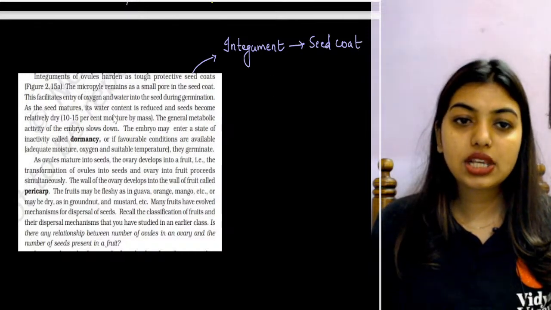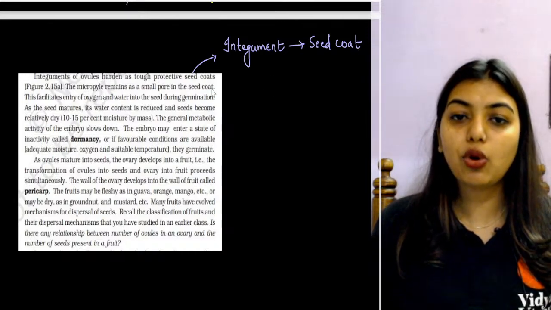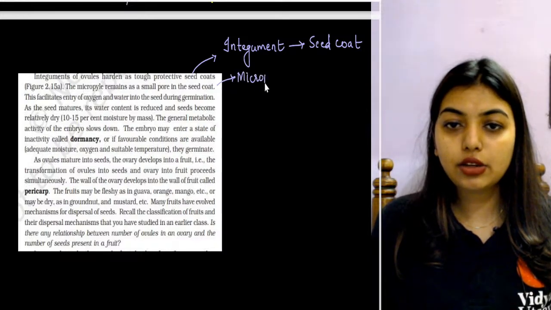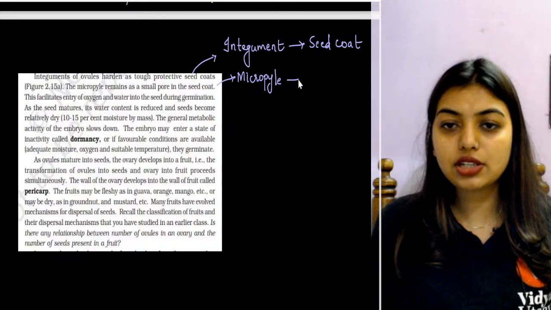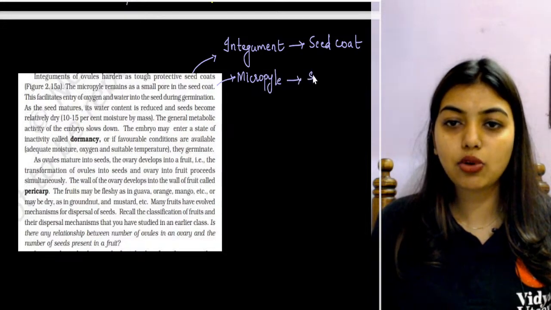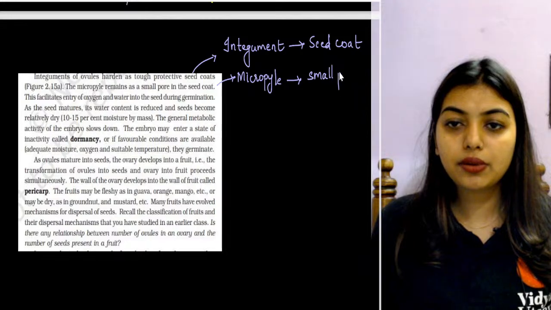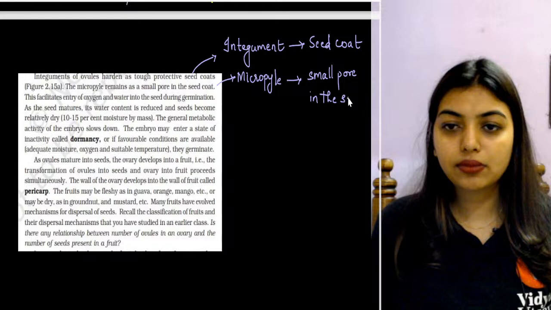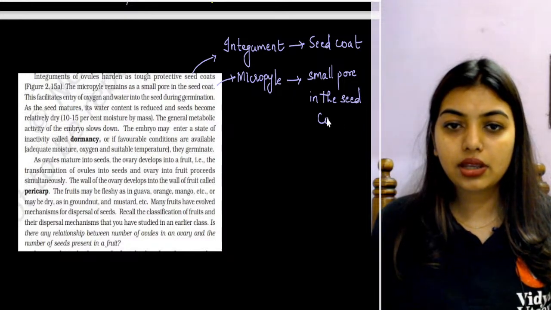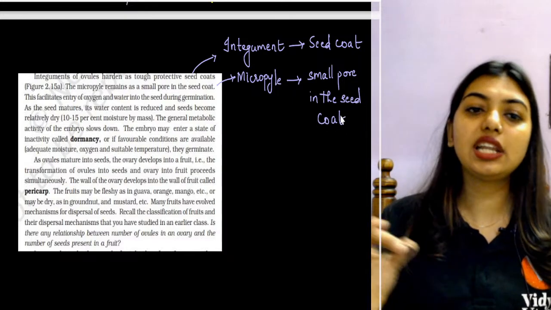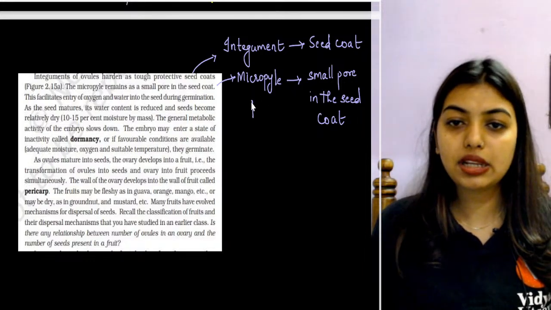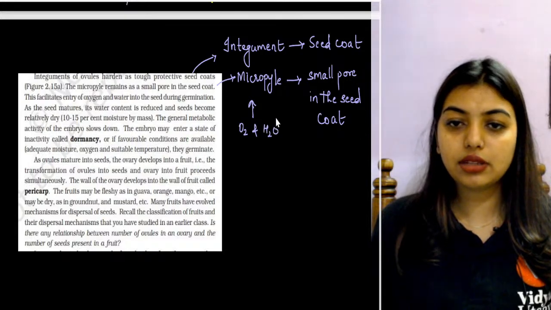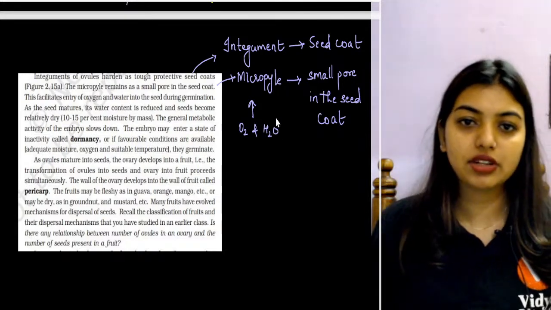And in those seed coats, the micropyle remains as a small pore. So what is the fate of the micropyle? The micropyle was an opening where the integuments were not present, so it still remains as a small pore in the seed coat. This facilitates the entry of oxygen. So the micropyle is going to help in the transport of oxygen and water into the seed. That means for that exchange, a small pore is left.